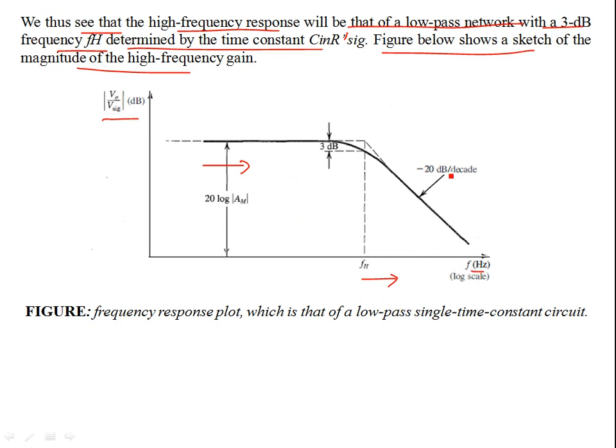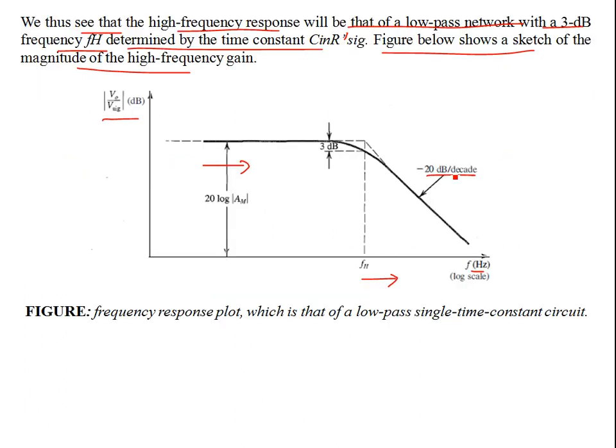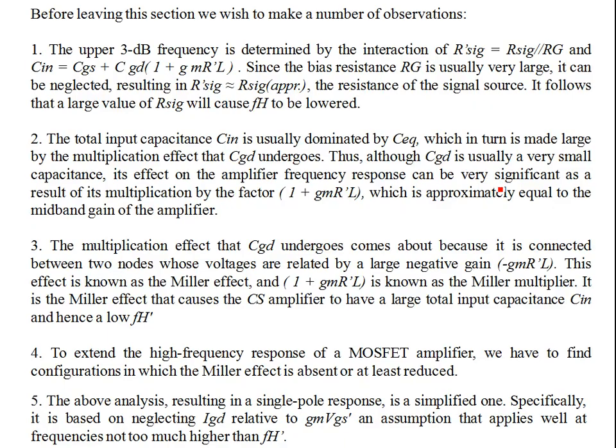Since this is a single RC pole circuit, you're going to have minus 20 dB per decade. If there are two poles, then it becomes minus 40 dB. If the order n is 1, it is minus 20, but if n becomes 2, then the roll-off becomes minus 40 dB. So this figure shows the frequency plot of the low pass single time constant circuit. Before leaving this discussion, there are a number of observations.